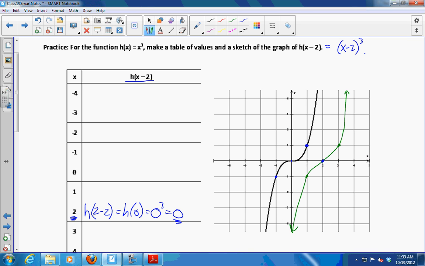So you can use the table of values to help you if you ever forget the rules. You can always make tables of values to remind you what's happening. But you don't have to. Once you know that subtracting inside the parentheses means shift right, you can just jump right to that.